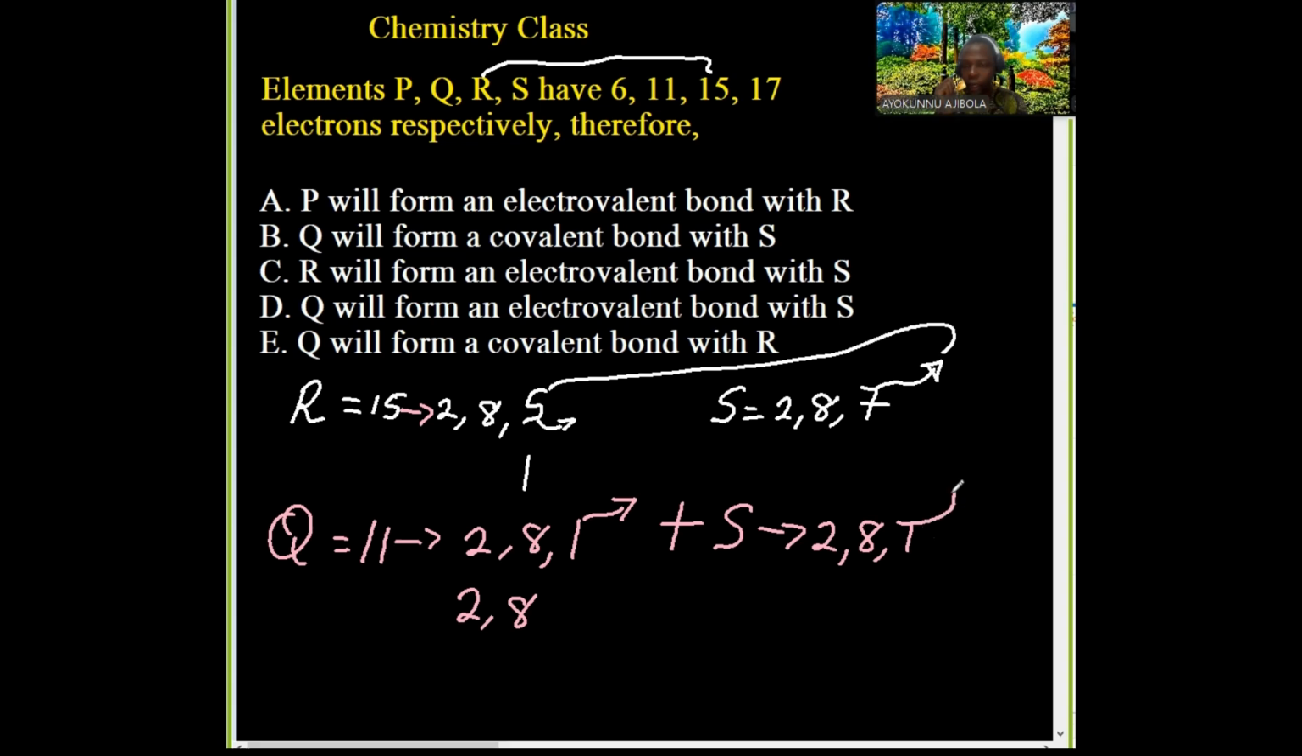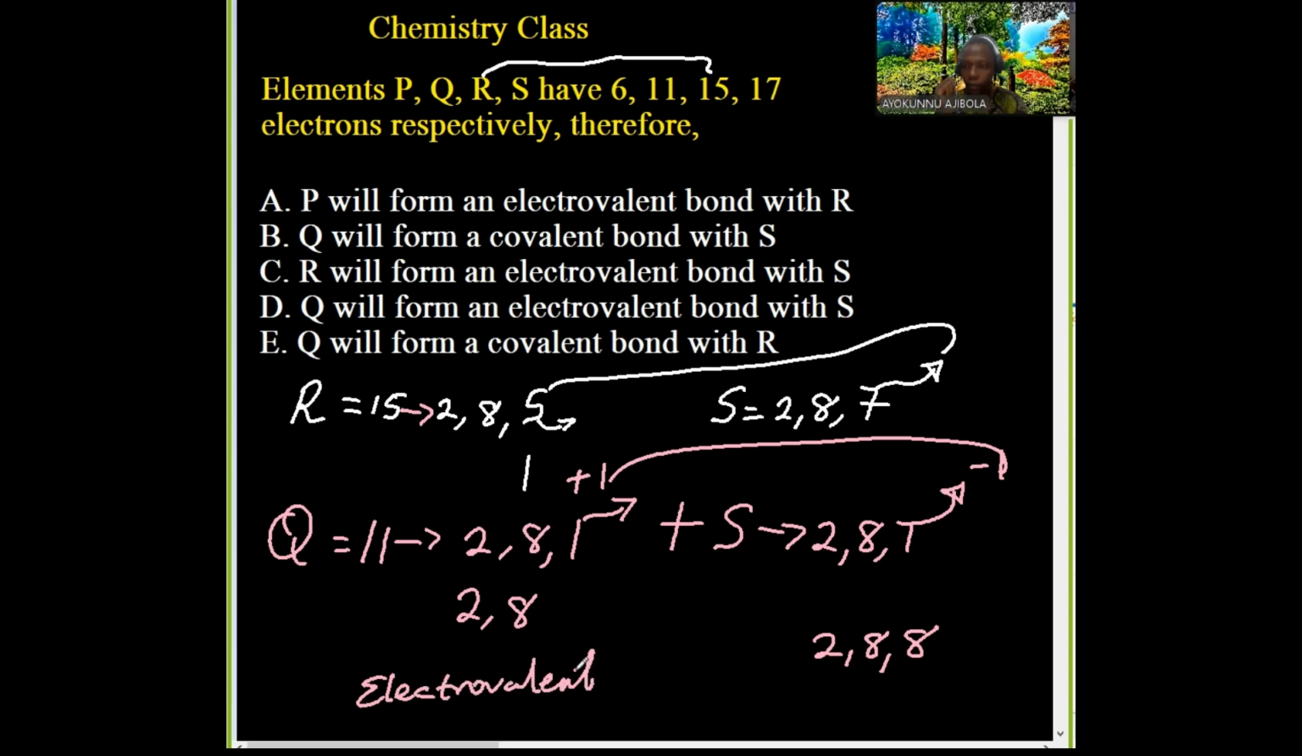This one is needing one electron, while this one is giving away one electron. So this one electron will be transferred to balance with this. Then this one will become 2, 8, 8. And that is electrovalent bonding, which involves the transfer of electrons. So the correct option is D. Is that clear?